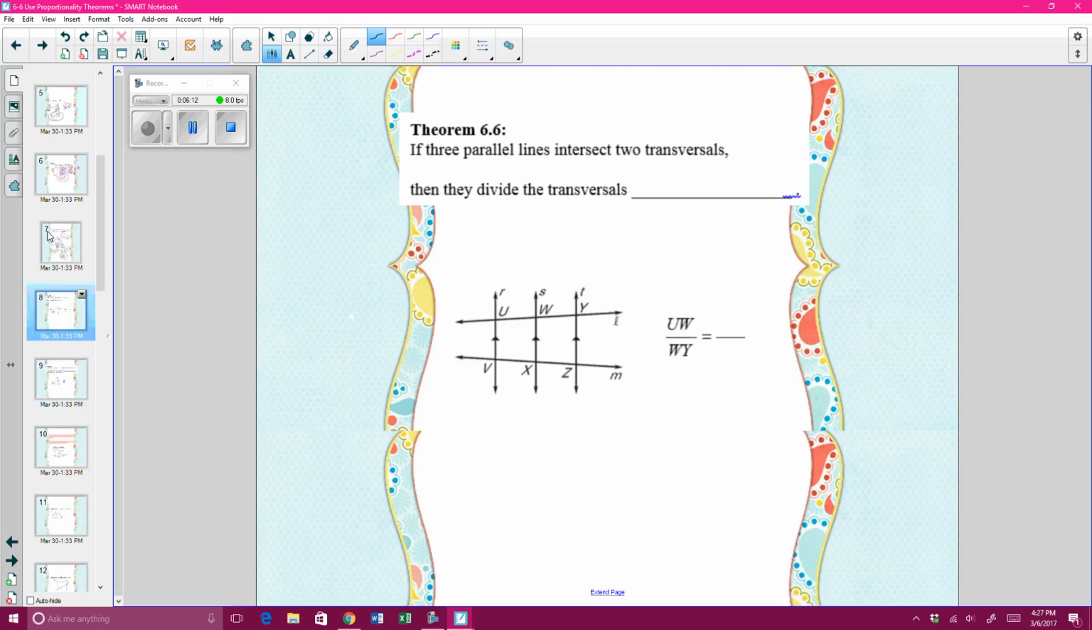This one's very, very similar, except there's not actually triangles. It's just three sets of parallel lines, with two transversals. So if these three parallel lines are intersected by two transversals, then they divide the transversals proportionally.